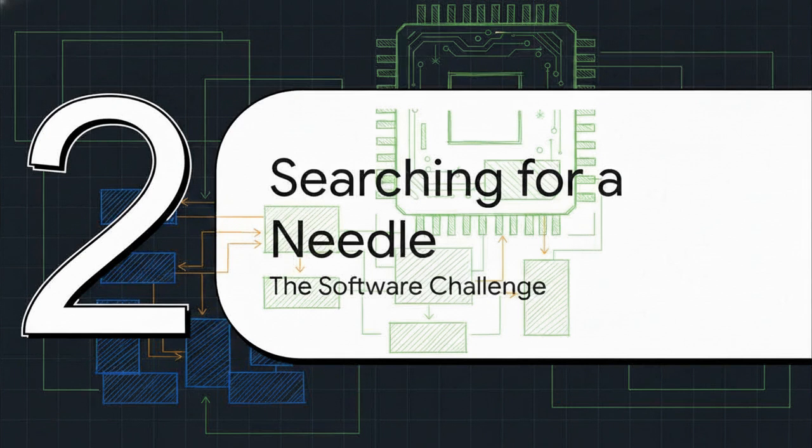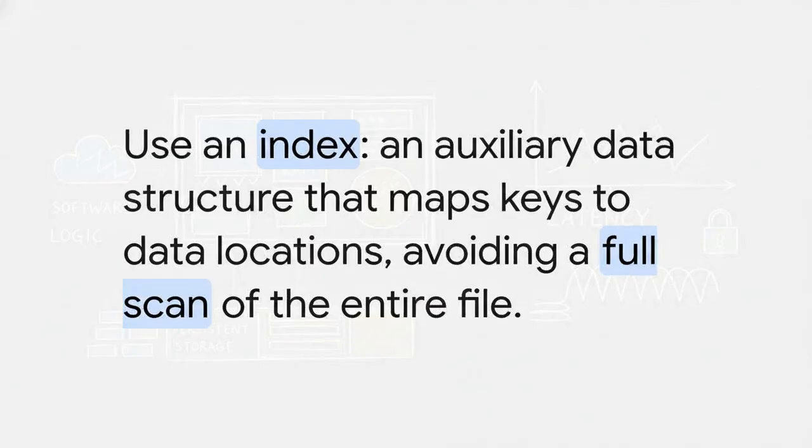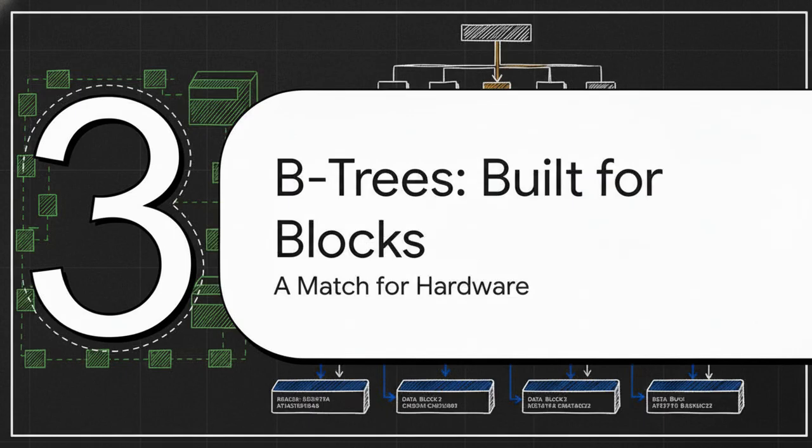And this brings us right to the central challenge for any database. How in the world do you find a needle in a digital haystack? Think about it. If your file has billions of entries, you can't just scan the whole thing every time you need one record. That would be unbelievably slow. The answer is to use an index. It's just like the index at the back of a textbook. It's a totally separate little structure that tells you exactly where to go to find what you're looking for, without having to read every single page.